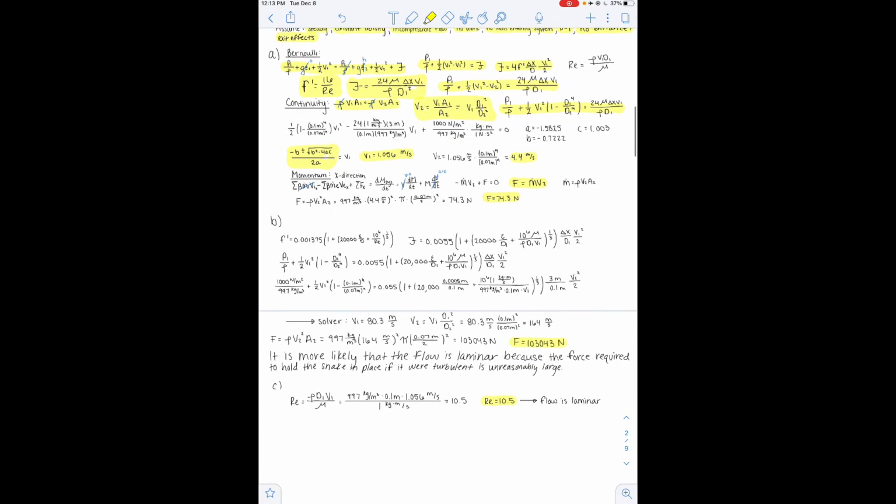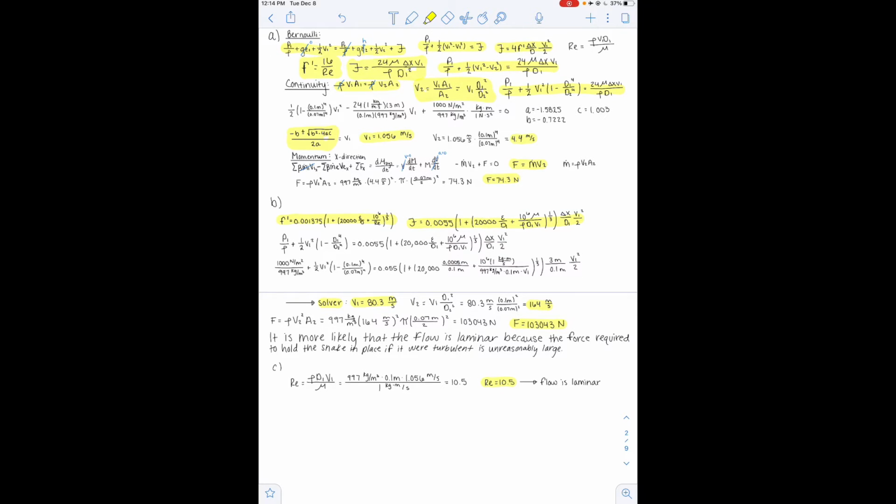or the force needed to hold the snake in place. Then, assuming turbulent flow, we had to use this equation for F prime, and using that equation, we could plug that back into the friction loss term to get this, and then we could solve this equation using Solver to find V1, which was 80.3 meters per second, and then V2, which was 164 meters per second.